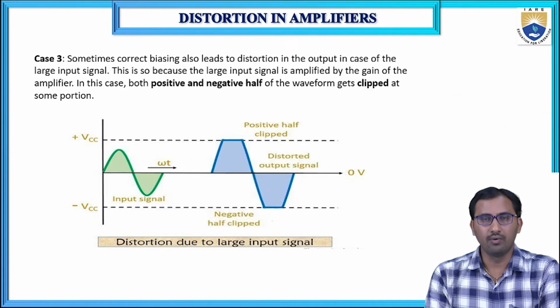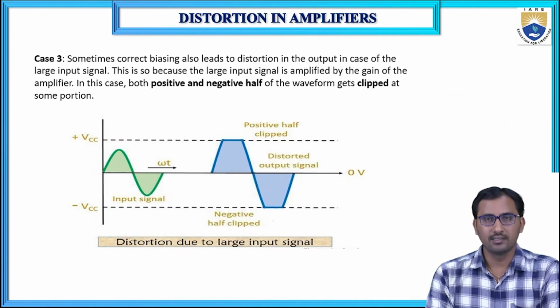And the third case is that sometimes, even if we provide proper biasing, a very high input leads to a distorted output waveform. So even if you provide proper biasing, because of a very high input voltage, the distortion will take place at the output of the amplifier.